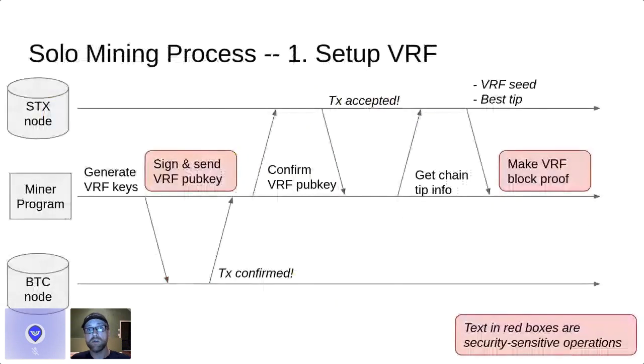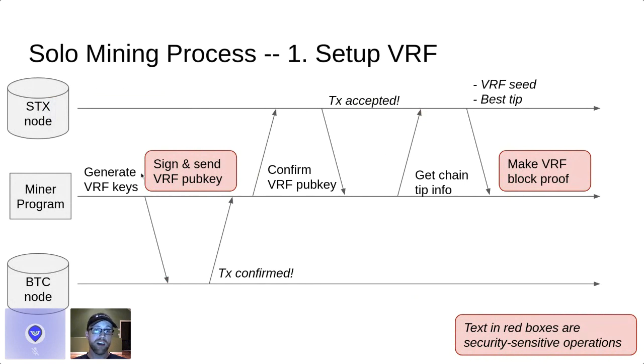So breaking this down in terms of what happens with your Stacks node, your Bitcoin node, and your miner program, the system works as follows. You first have to generate your VRF keys. The VRF keys are a public key and a private key. It's an ED25519 key, so nothing special there, just run of the mill.